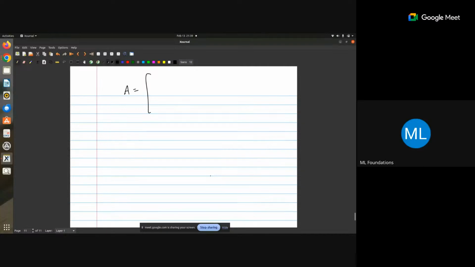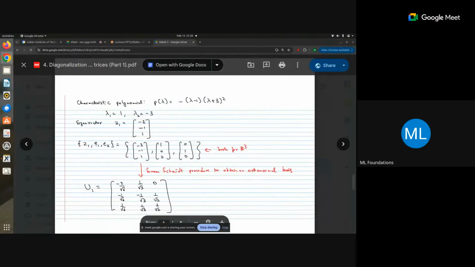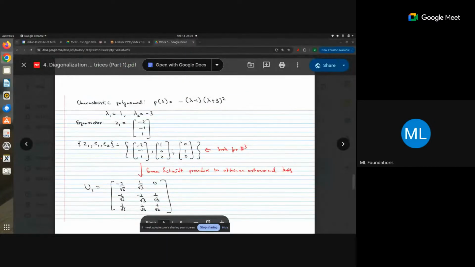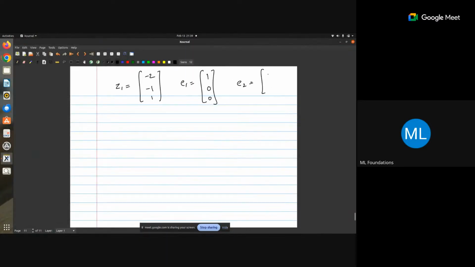So what is your Z1? Vector Z1 is minus 2, minus 1, 1. This is my Z1. E1 I said as 1 0 0. We can find the value of Z1 as a unit vector directly, but sir has done it like this, so I'm just using the same values. And E2 is 0 1 0, right?